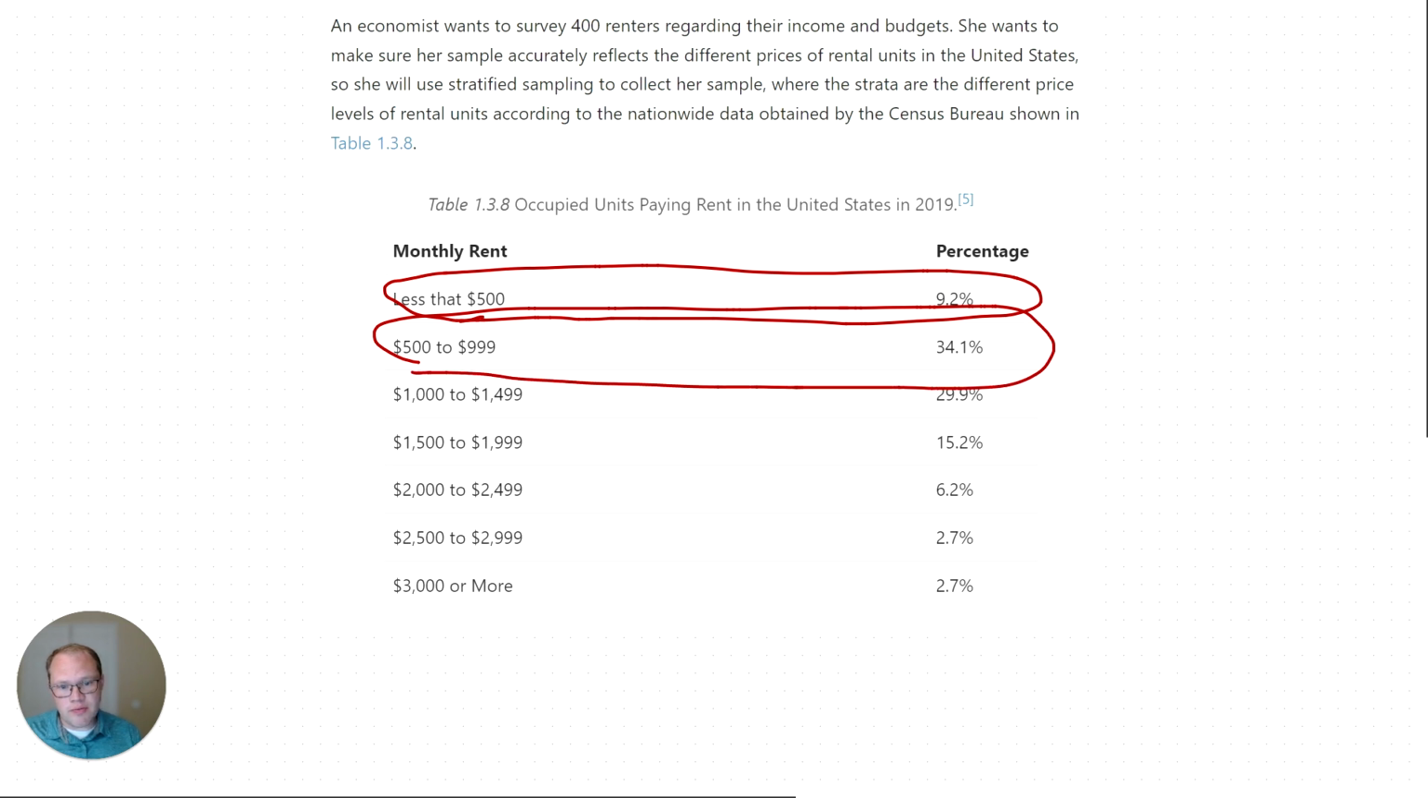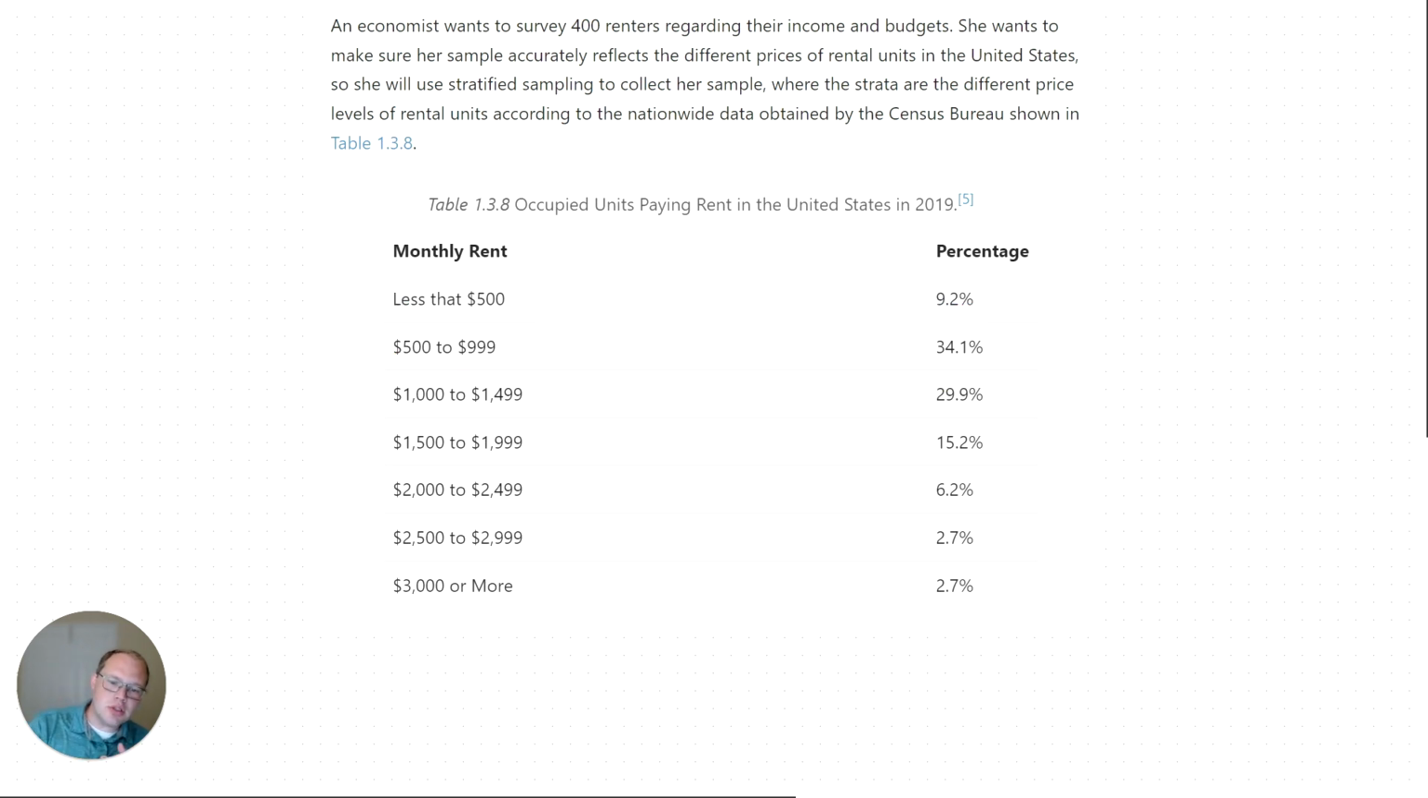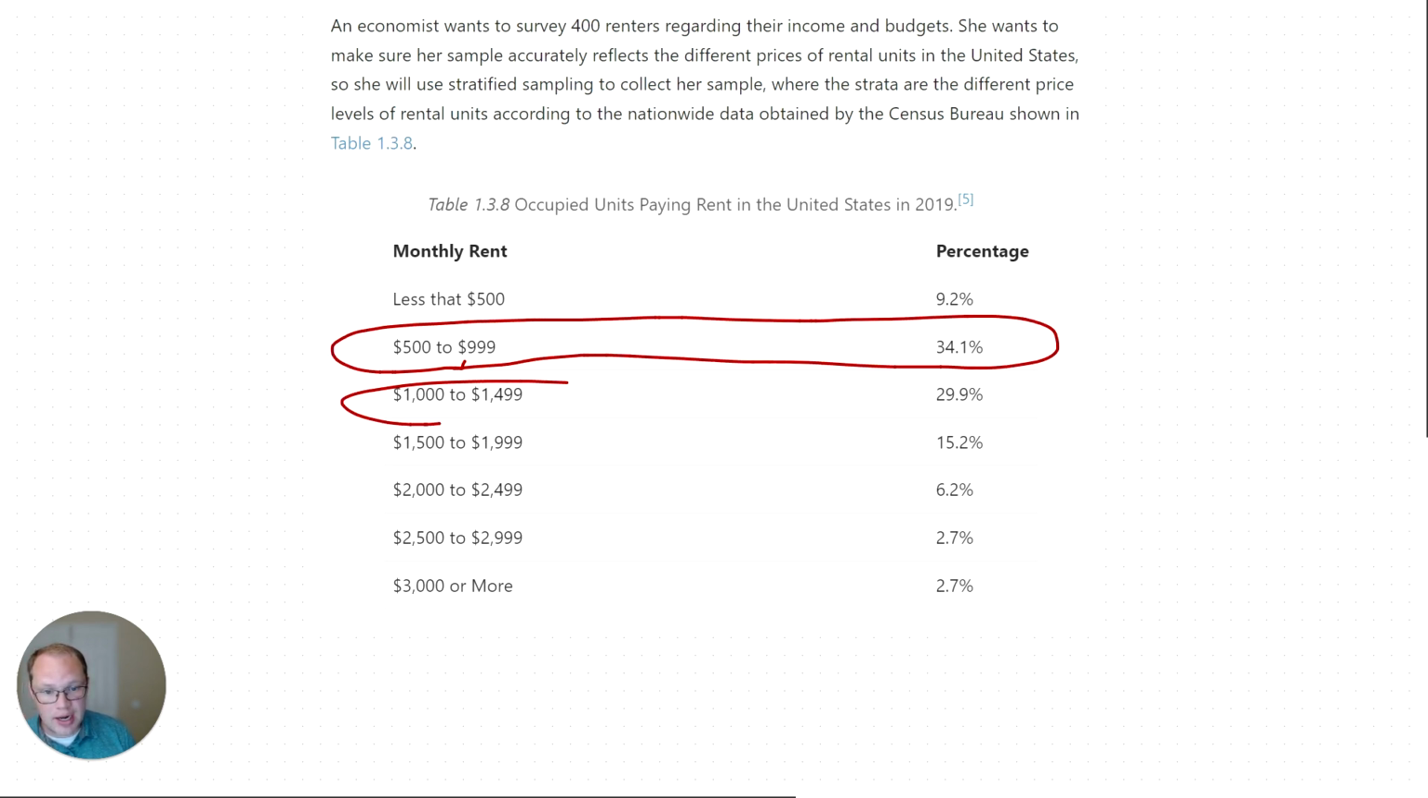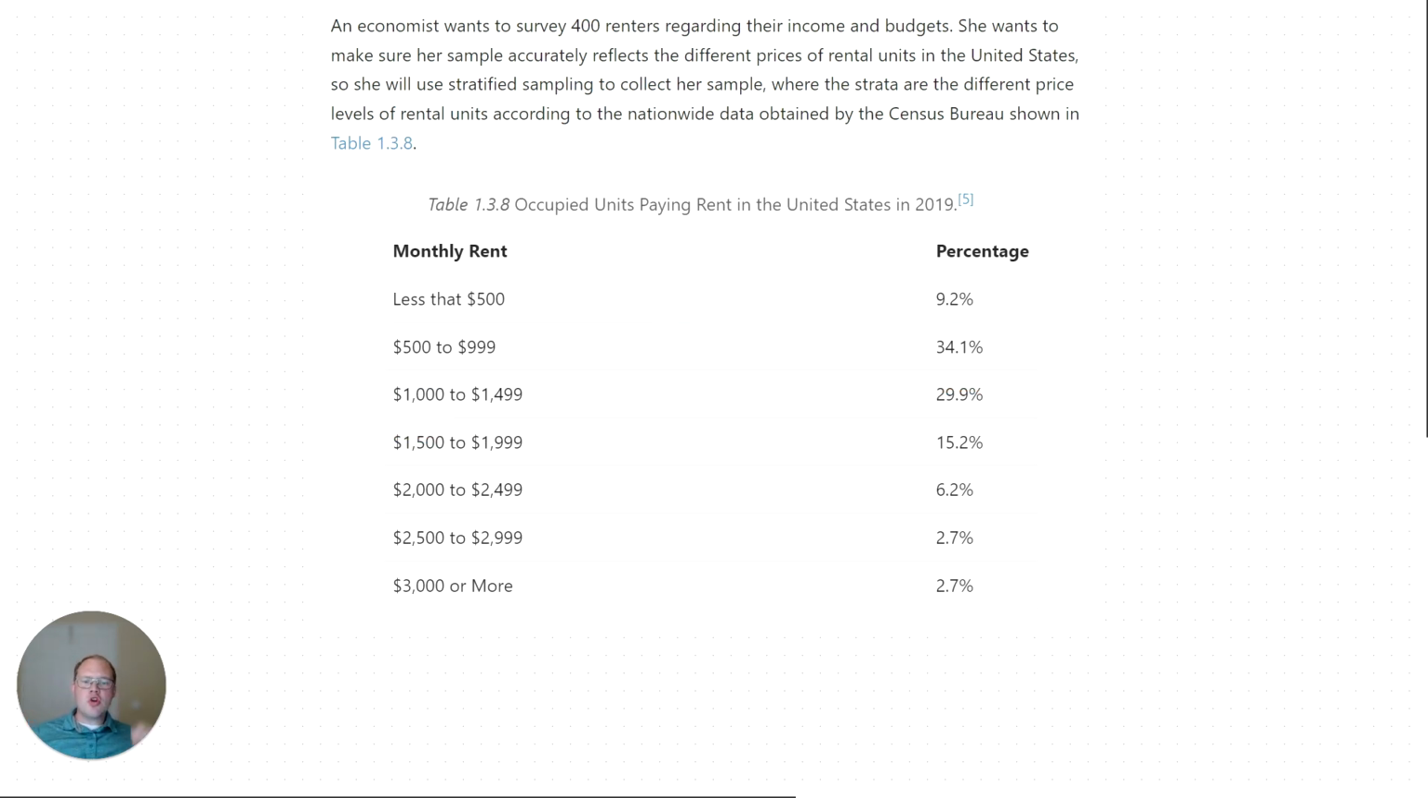Now, we're not going to find the whole sample. All we want to do for this example is find how many individuals this economist should sample from each strata. Okay? We won't do it for all the strata. There's quite a few here, but we'll look at a couple. Notice what this table is telling us. In the population, 9.2% of individuals paid less than $500 in rent per month. In the population, 34.1% of individuals pay between $500 and $999 in rent per month.